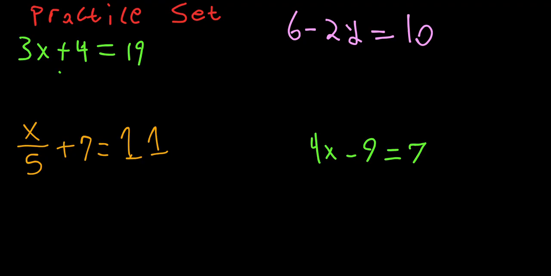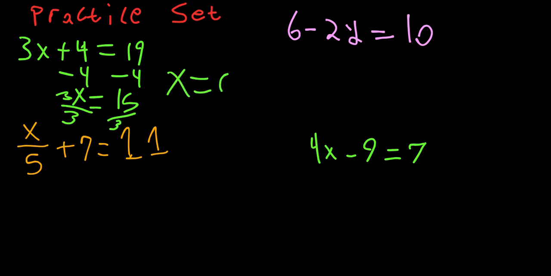3x plus 4 equals 19. Let's subtract 4 from both sides. We want to do our addition and subtraction first. We get 3x equals 15. We divide both sides by 3, and we get x equals 5. That is our final answer.